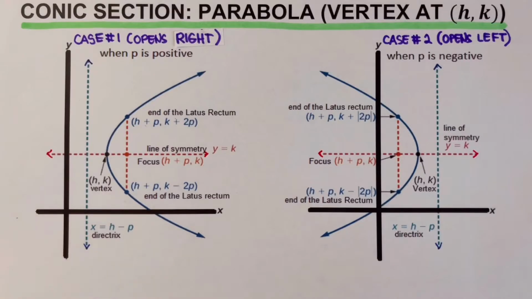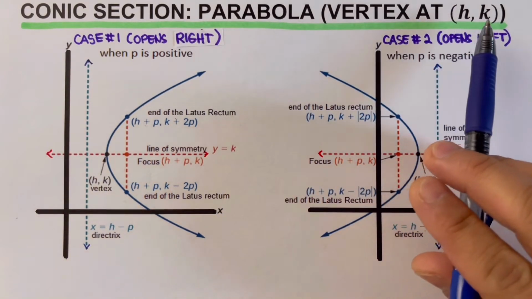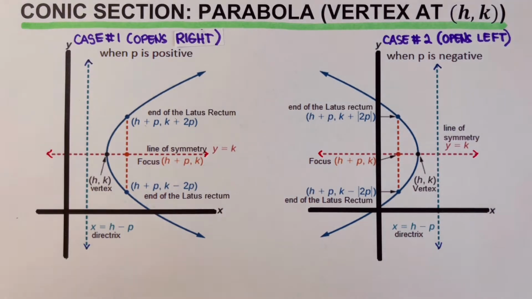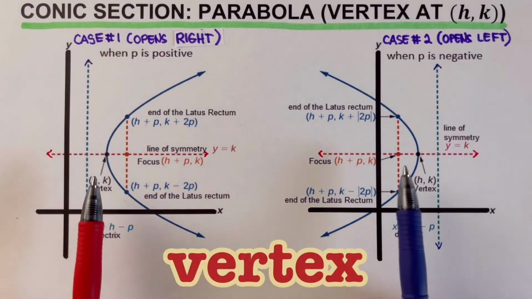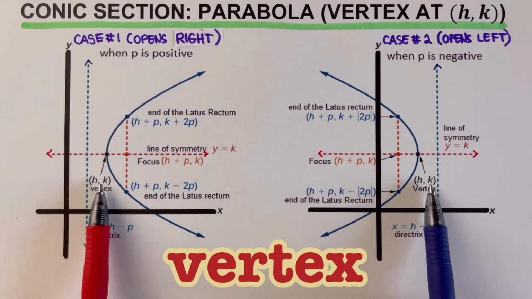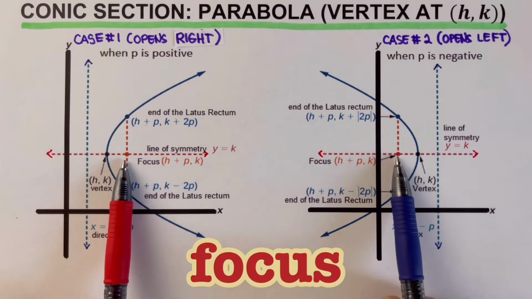We remember that there are 4 cases of a parabola with vertex at (h, k). But before we dive into these 4 cases, let's have the parts of every parabola. The first part that we need to remember is the vertex. So this is located right here. This is our vertex, and this is represented as the coordinate (h, k). Another part that we have is the focus. So this is our focus right here.